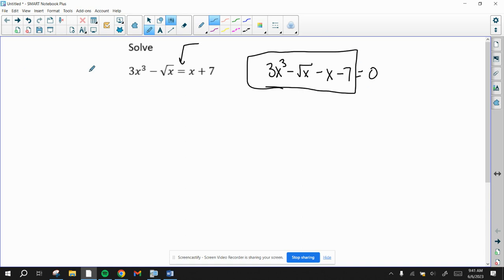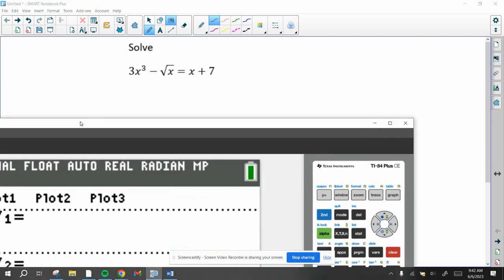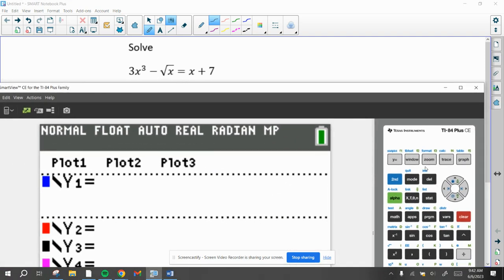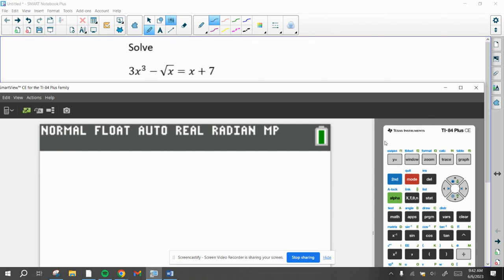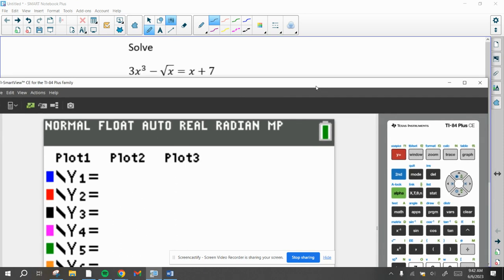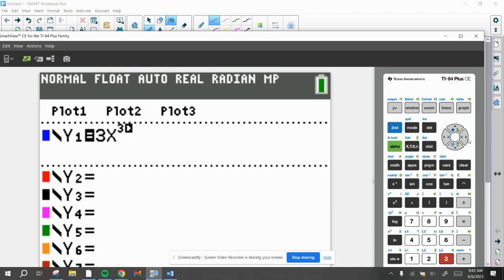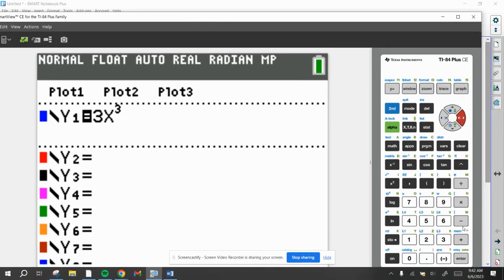So that's an unnecessary step to actually write out because it's very simple to do. So I'm going to show you that right here. On the graphing calculator, you want to go to y equals. So here's your graphing calculator. Hit y equals, and then type either the left or right hand side on the graph. I'm going to do the left hand side because it's a little bit more complicated. So 3x cubed and then minus root of x. You're going to have to be able to find all these keys.